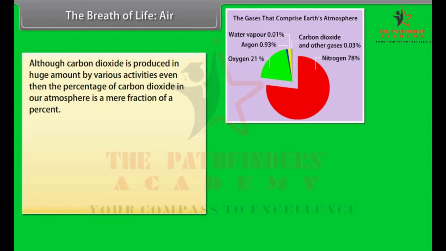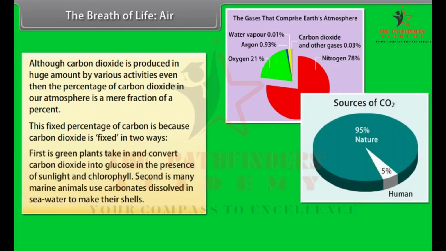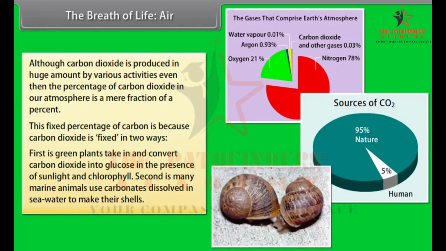Although carbon dioxide is produced in huge amount by various activities, even then, the percentage of carbon dioxide in our atmosphere is a mere fraction of a percent. This fixed percentage of carbon is because carbon dioxide is fixed in two ways. First, the green plants take in and convert carbon dioxide into glucose in the presence of sunlight and chlorophyll. Second, many marine animals use carbonates dissolved in seawater to make their shells.